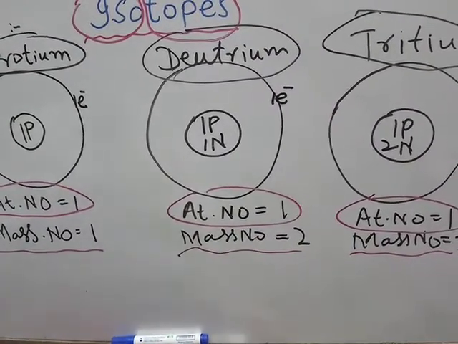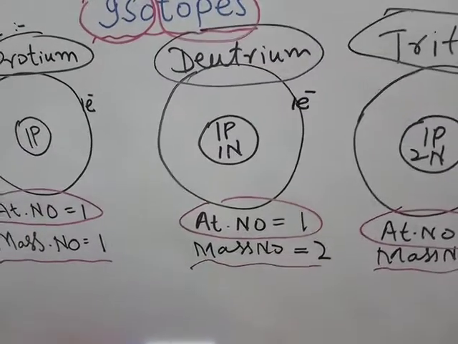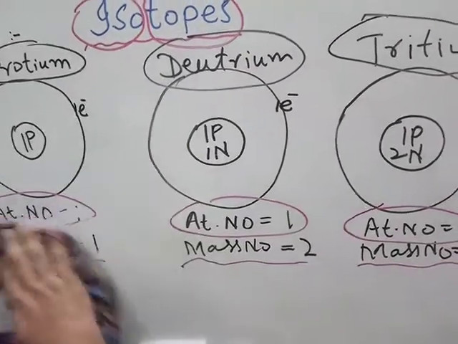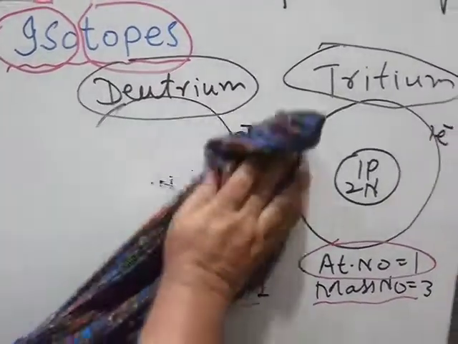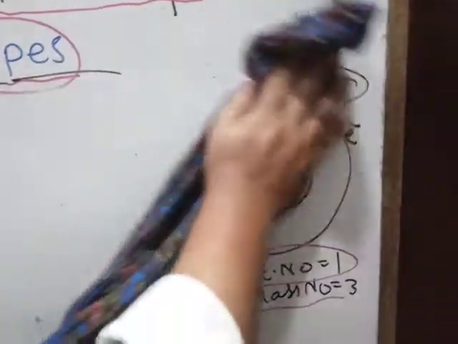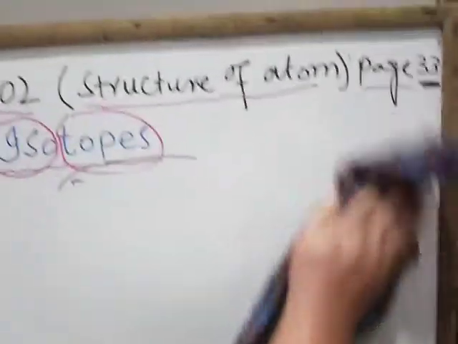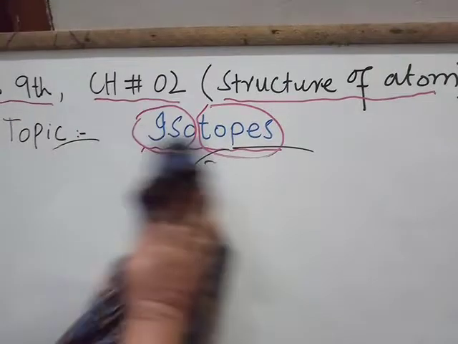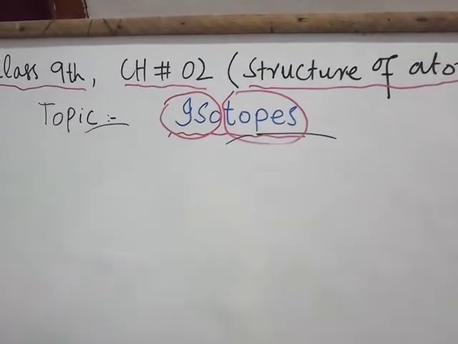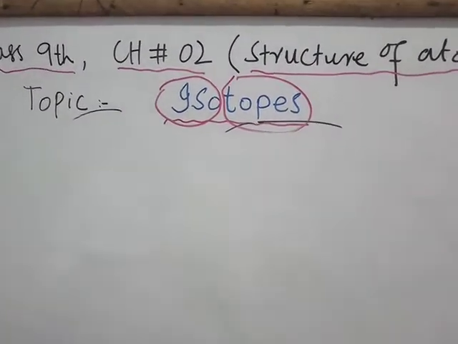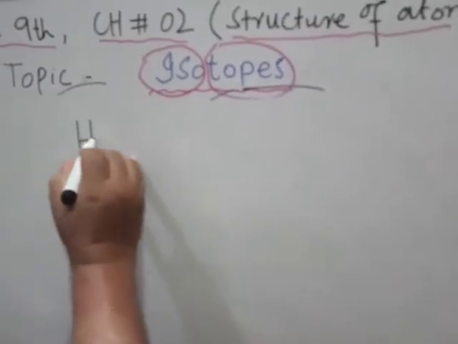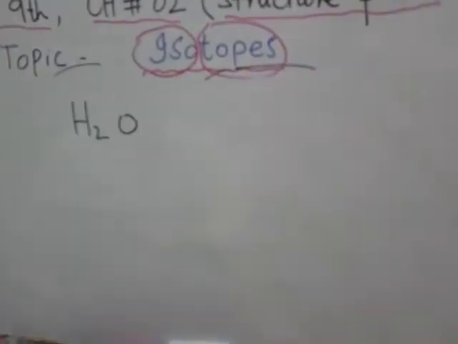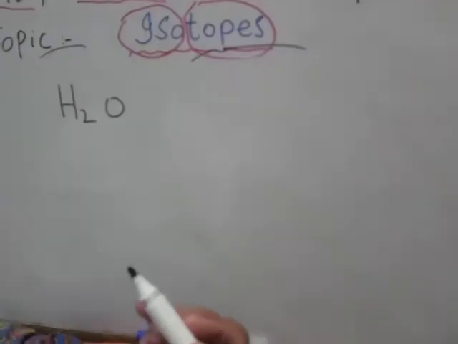Now there is a very small topic which normally is a short question in the paper. Let me discuss that topic. You know that hydrogen has 3 isotopes. One is protium. You know the formula of water, H2O. It is called ordinary water or normal water.